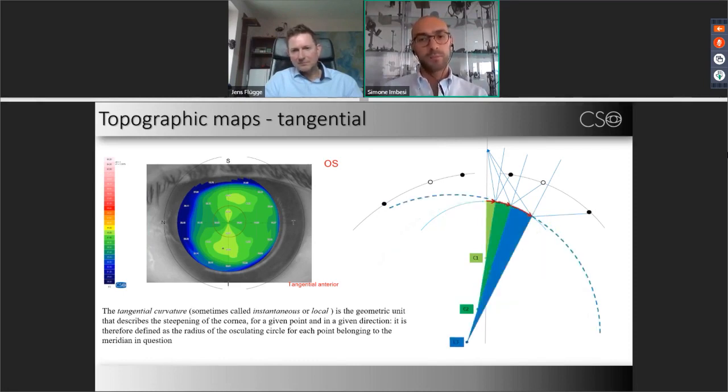And this is the definition of instantaneous curvature. So the instantaneous curvature is the radius of the osculating circle for each point belonging to the meridian in question.